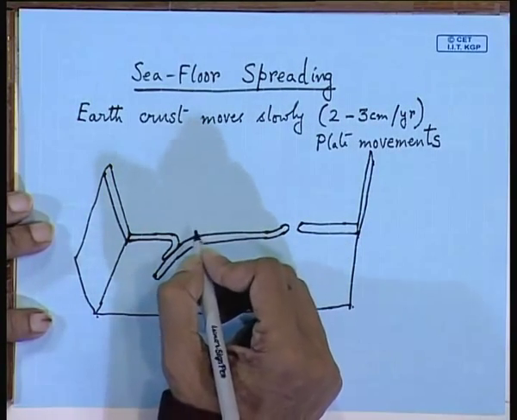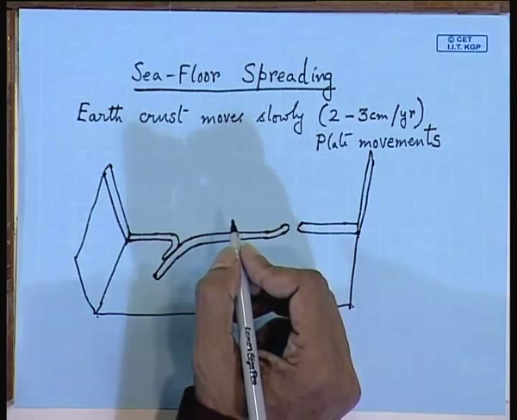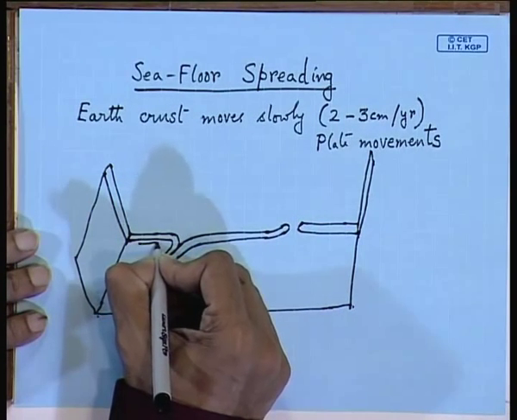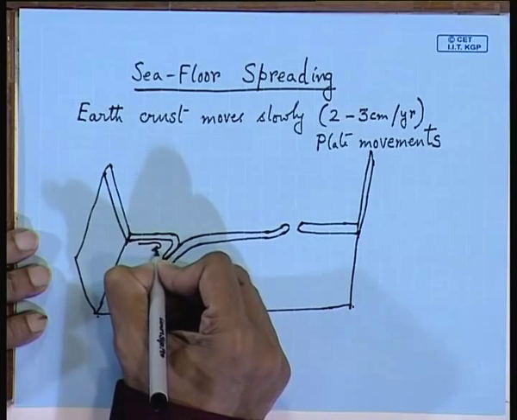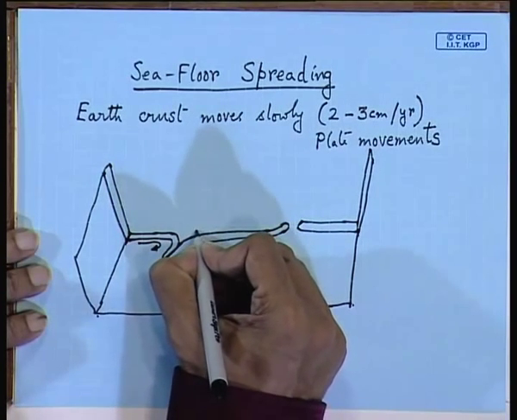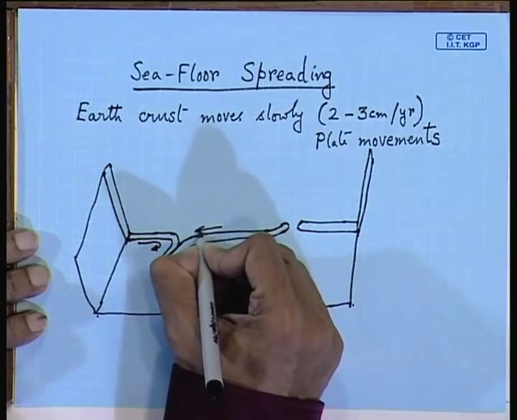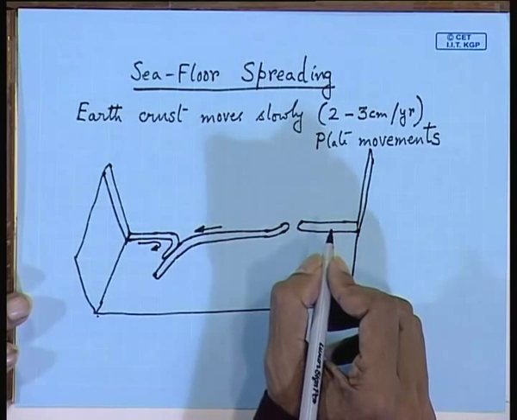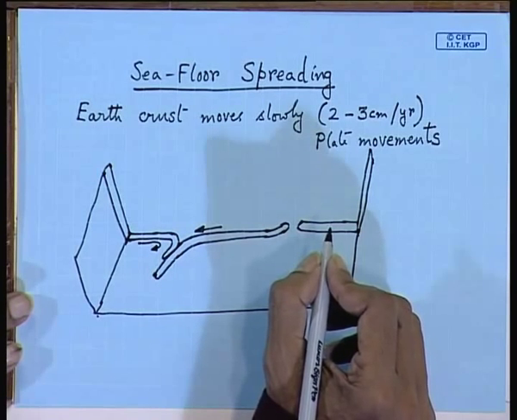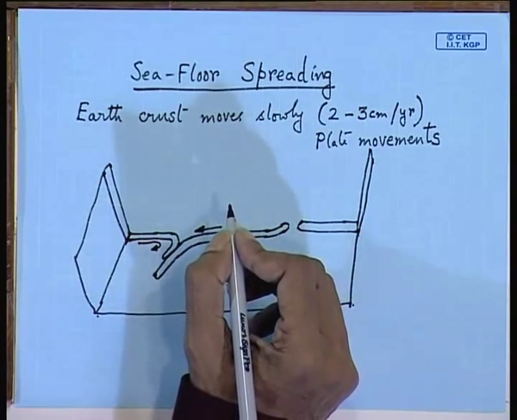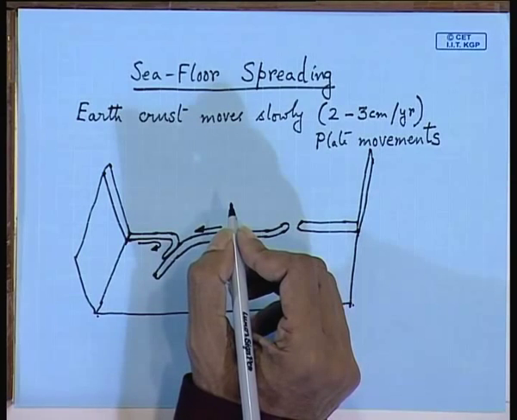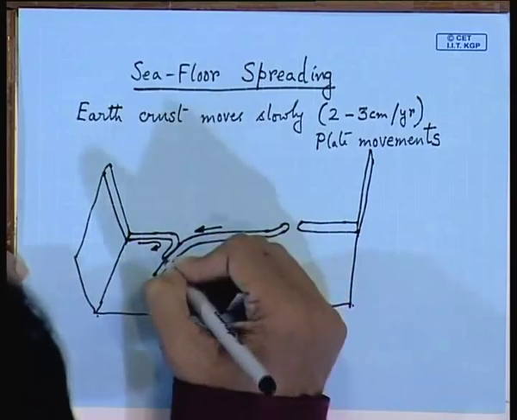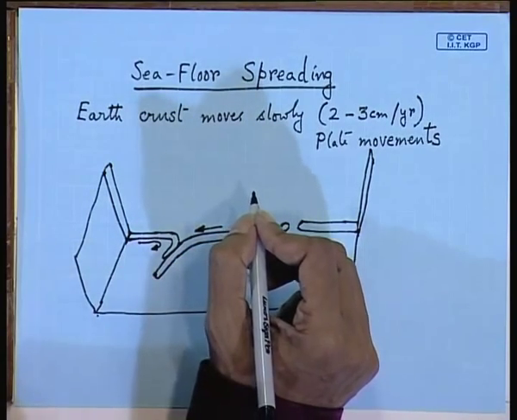Now, in this region, you will find two plates going against each other. The directions of motion are against each other. So, a fold has come in this region. Which plate will go deeper down actually depends on the velocity and the nature of the plate.